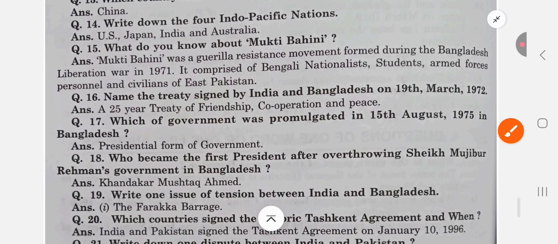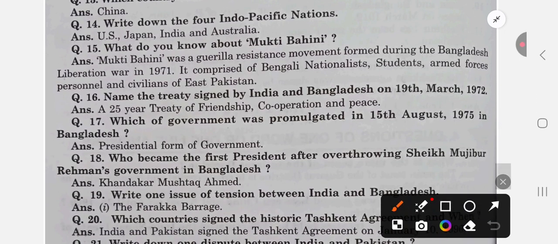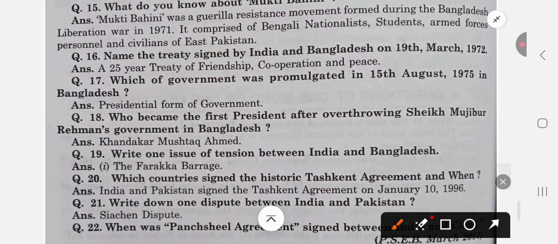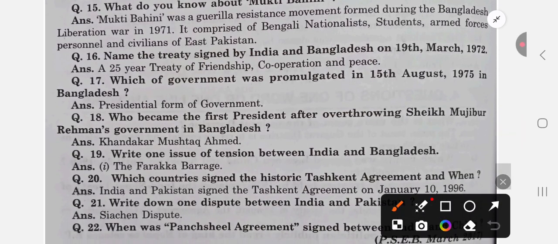What do you know about Mukti Bahini? Basically, Mukti Bahini was the guerrilla resistance movement of the Bangladesh liberation war in 1971. It comprised Bengali nationalists, students, armed forces personnel, and civilians of East Pakistan. Name the treaty signed by India and Bangladesh on 19th March 1972. It was the Treaty of Friendship, Cooperation and Peace. It was signed for 25 years.